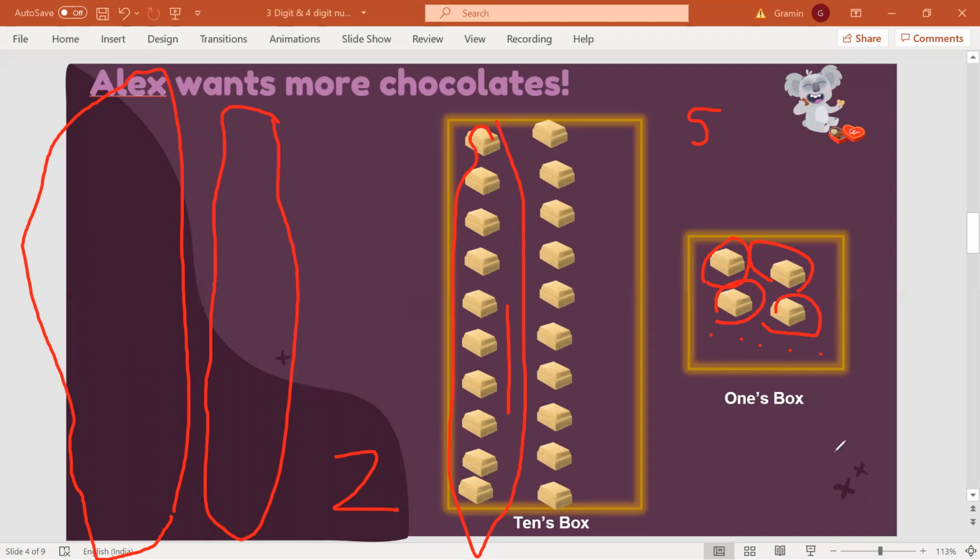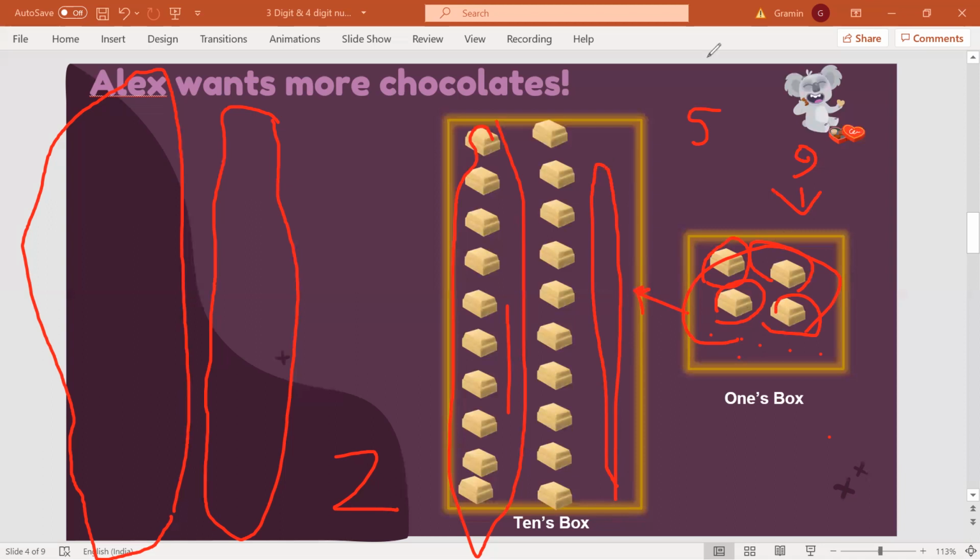Now what happens if Alex buys one more chocolate? He will put one more chocolate in the 1's box. As soon as he put one more chocolate in the 1's box, how many chocolates are there now in total? 1, 2, 3, 4, 5, 6, 7, 8, 9, 10. These chocolates have become 10. And in the 1's box, you can put a maximum of 9 chocolates only. So as soon as the chocolates become 10, these 10 chocolates will move to the 10's box, because no longer are you able to put them in the 1's box.